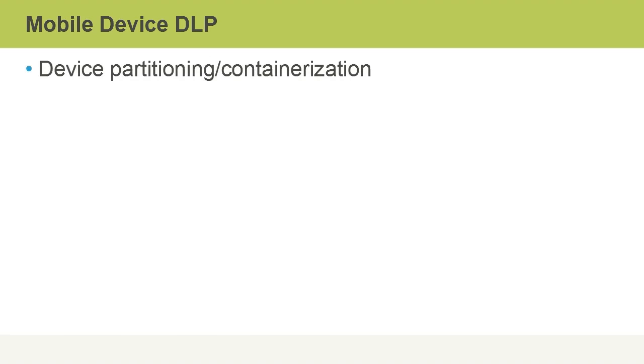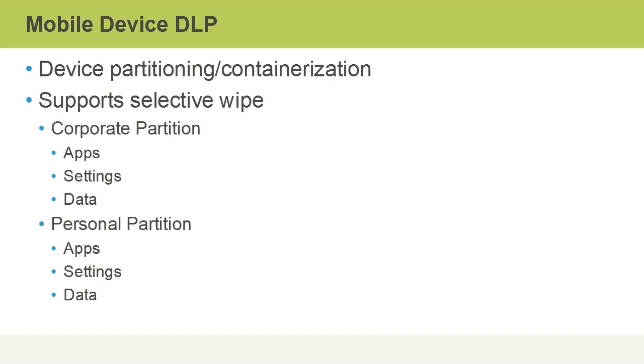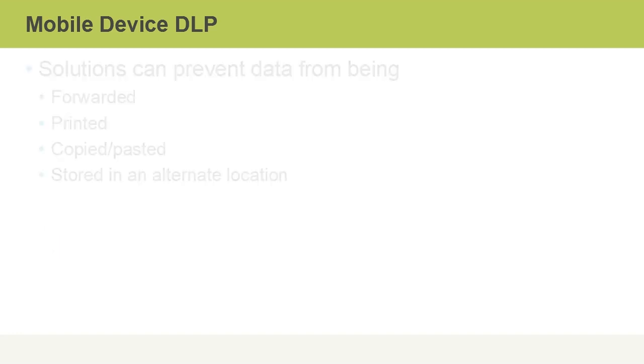Device partitioning or containerization is very important with mobile devices. It allows us to perform a selective wipe. So we might, for instance, have a corporate partition on a mobile device where we've got corporate apps, settings, and data, and then there's a personal partition with personal apps, settings, and data. So if the smartphone, for instance, is lost, we could perform a selective wipe against the corporate partition only.